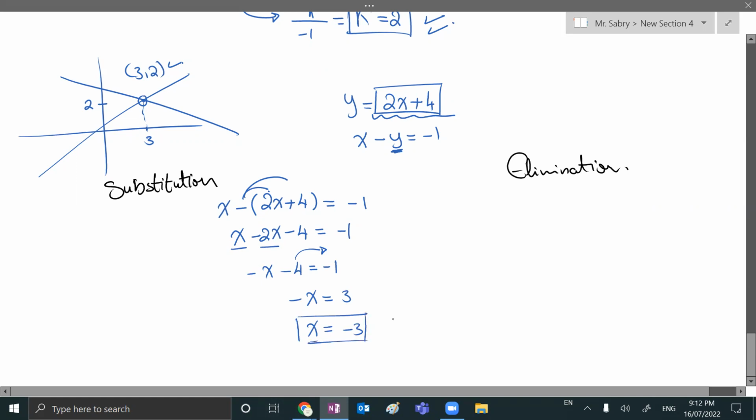Whenever you have the value of x or y, you can get the other variable by substituting again into either of the equations. So I'll remove this x, for example, and put -3 in its place. So now I'll have y equals 2, open a bracket, -3 plus 4. This will give me y equals -6 plus 4, which gives y equals -2. I have x and y, which is the point of intersection between these two lines graphed over there.